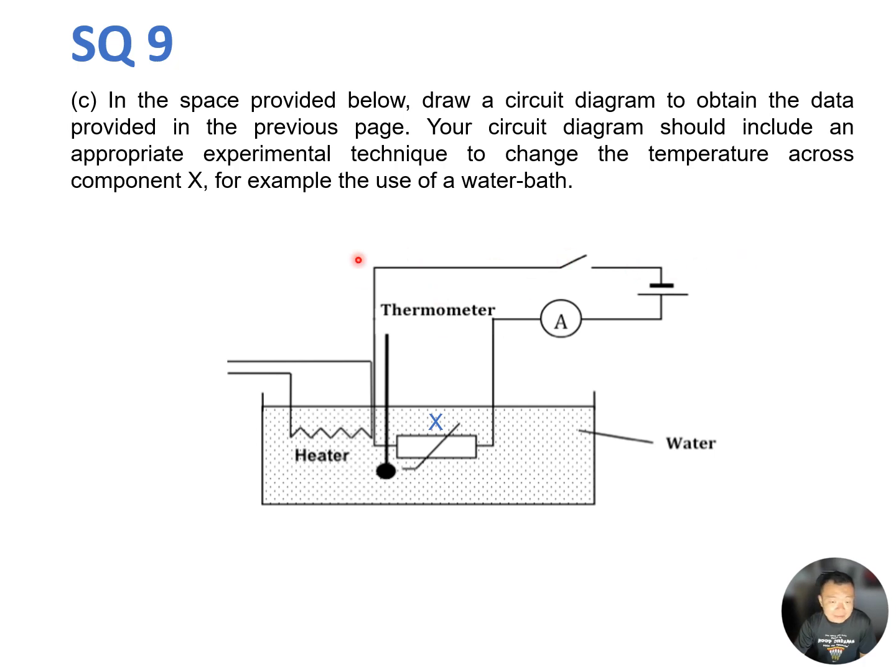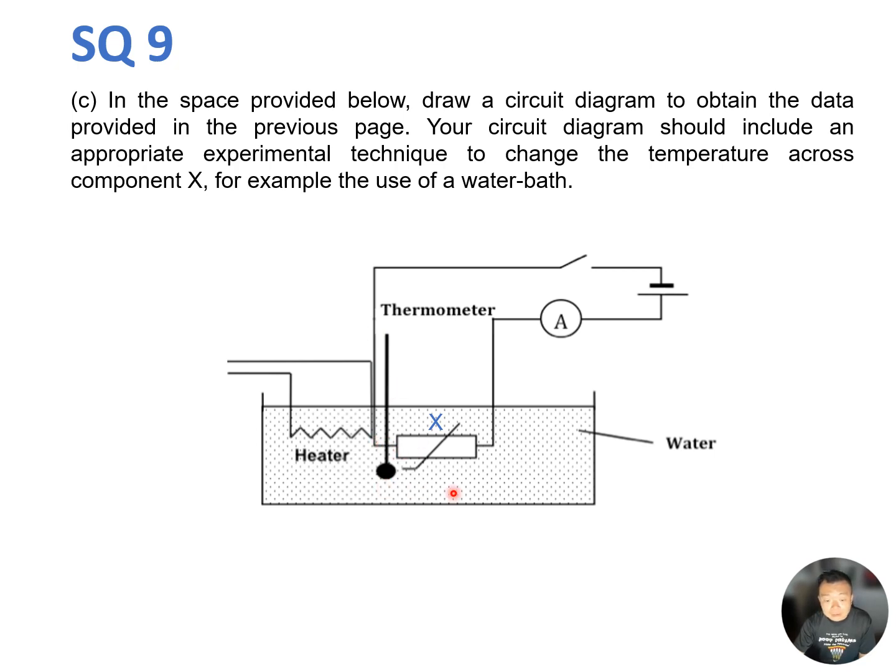You have a standard setup of a circuit with component X, and you should measure the current using an ammeter. I think it's also good to have a voltmeter drawn here, connected in parallel to component X to measure the voltage. So do include the voltmeter. In addition, you should have a setup to change the temperature of component X. So use a water bath, put a heater in it, and that's how you can alter the temperature of the water bath. Then put in a thermometer to measure the temperature. So this is the full setup that you should have in your drawing also.